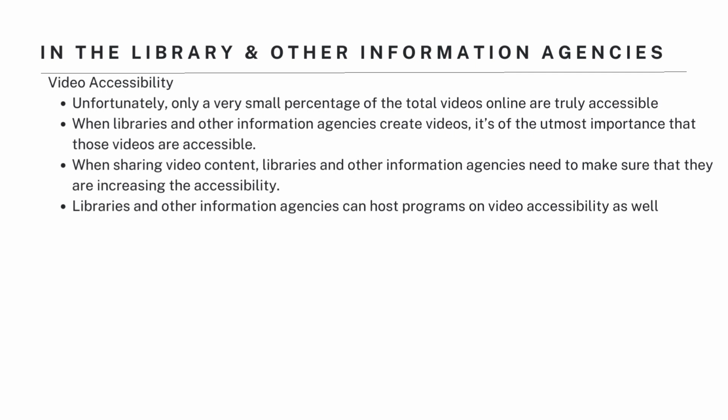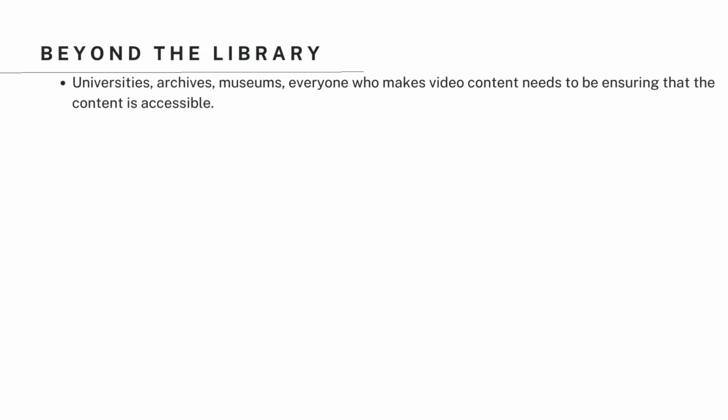Video accessibility in the library and other information agencies. Unfortunately, only a very small percentage of the total videos online are truly accessible. When libraries and other information agencies create videos, it's of the utmost importance that those videos are accessible. When sharing video content, libraries and other information agencies need to make sure that they are increasing the accessibility, and libraries and other information agencies can host programs on video accessibility as well. Beyond the library, universities, archives, museums, and everyone who makes video content needs to be ensuring that the content is accessible.